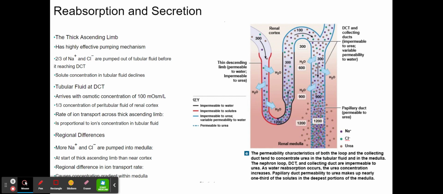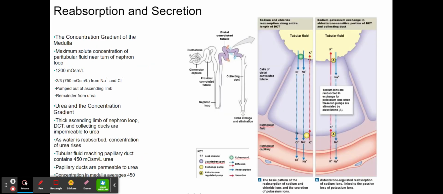The rate of ion transport across the thick ascending limb is proportional to an ion's concentration in tubular fluid. As a result, more sodium and chloride ions are pumped into the medulla at the start of the thick ascending limb, where sodium chloride concentrations are highest, than near the cortex. This regional difference in the rate of ion transport is the basis of the concentration gradient within the medulla.